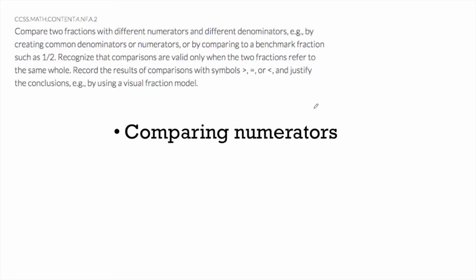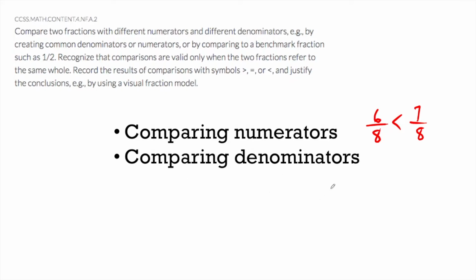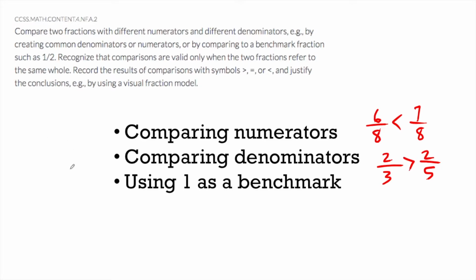Comparing numerators, that's when students have the same denominator already and can decide which is bigger. Comparing denominators, that's when the numerator is the same, so we know that we have the same number, and we're asking ourselves how the pie was cut. Using 1 as a benchmark, which we do when 2 fractions are each the same number of pieces away from one whole, and thinking about the size of the missing piece.